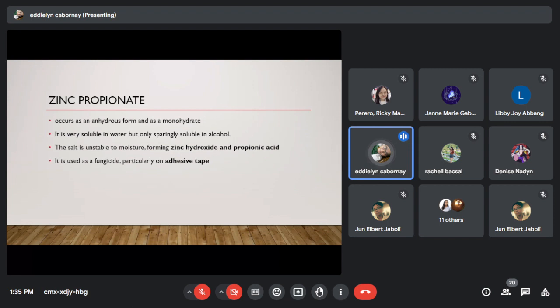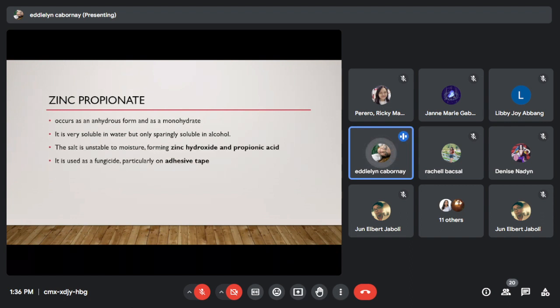The salt is unstable to moisture, meaning it reacts with water. In the presence of moisture, zinc propionate decomposes to form zinc hydroxide and propionic acid. This decomposition reaction may affect its stability and shelf life.